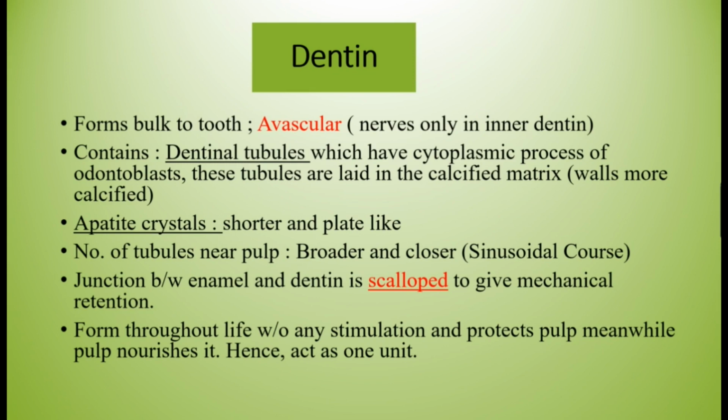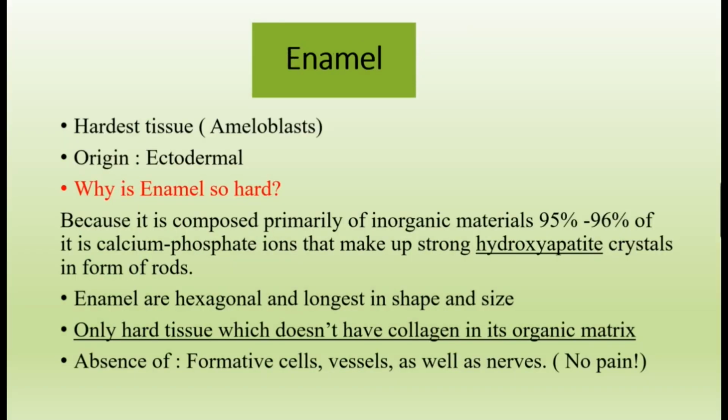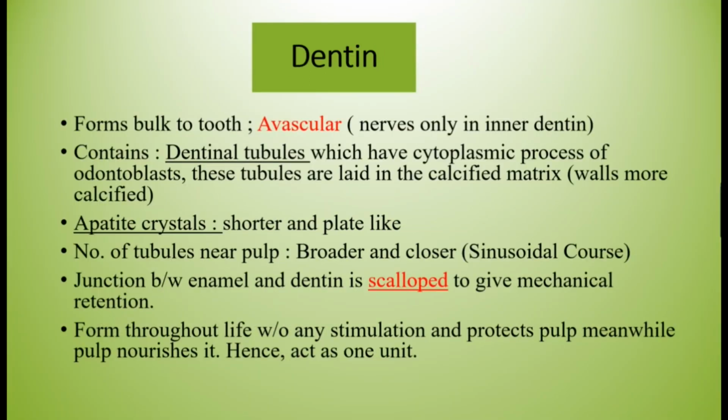The apatite crystals were present in enamel also, but the apatite crystals in the dentine matrix are plate-like and shorter, whereas in enamel, as you can see, they are hexagonal and long in shape. Number of tubules near the pulp is broader and closer. Sinusoidal course. What is sinusoidal? It means wave-like. The junction between enamel and dentine is scalloped to give mechanical retention.